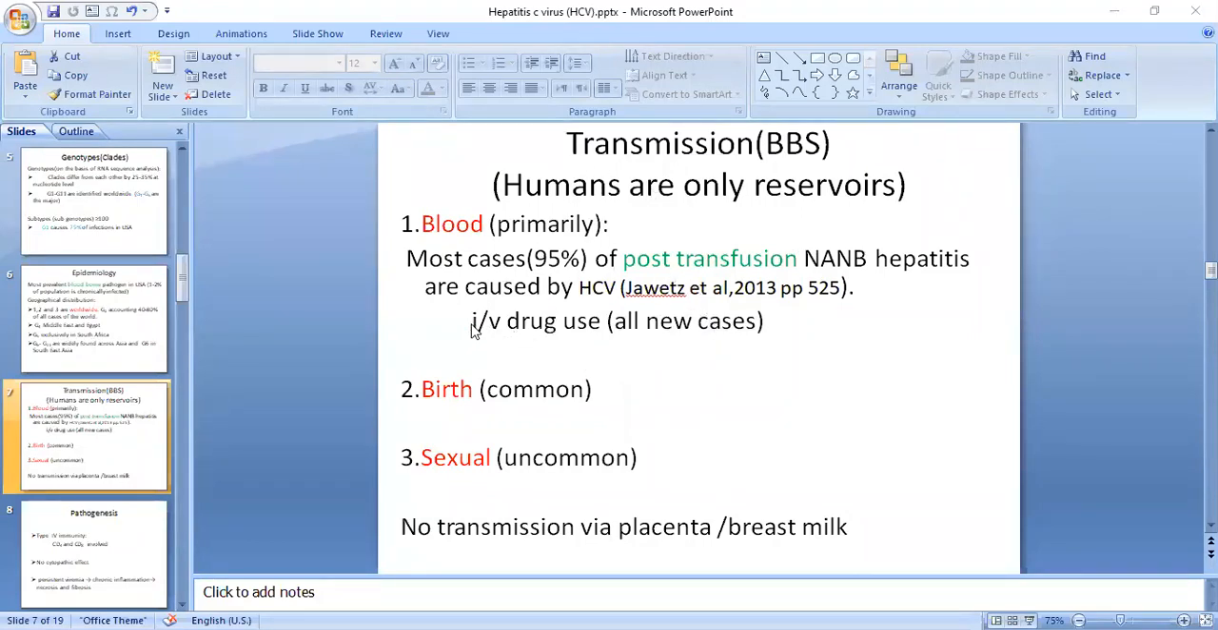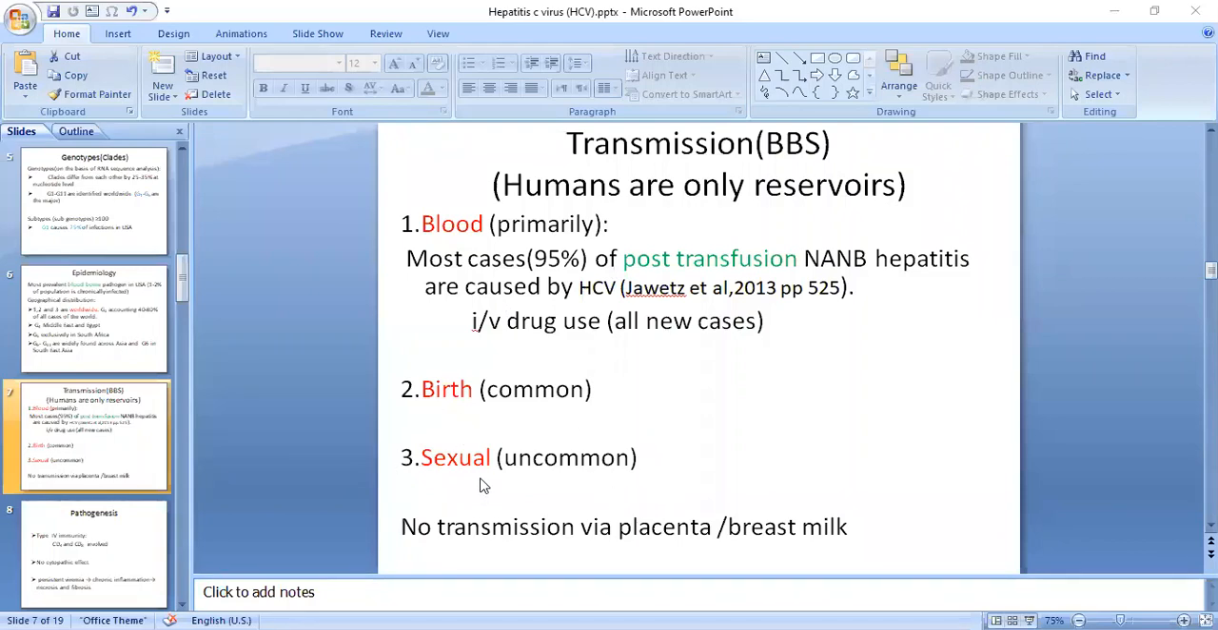And it is also transmitted through intravenous drug abuse, that is, parenterally. Birth means vertical transmission from mothers to babies during the perinatal period. This is the common mode of transmission in Asia, while the other modes of transmission are common in other countries.